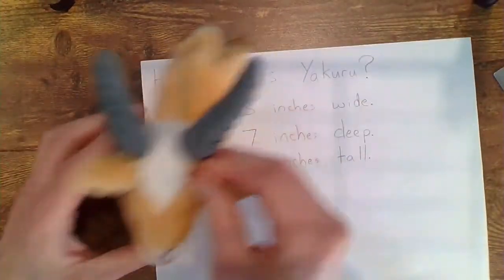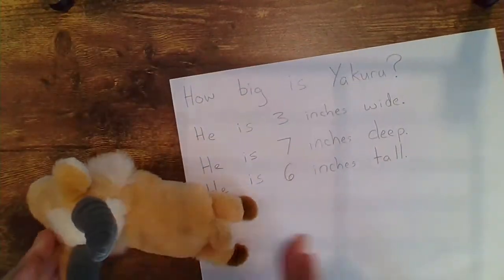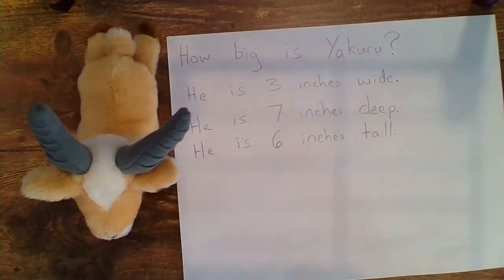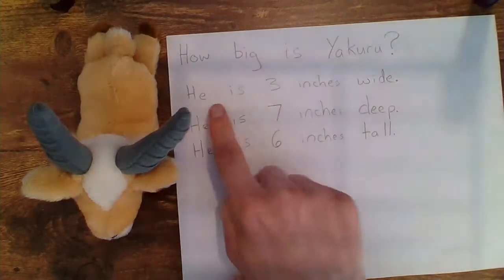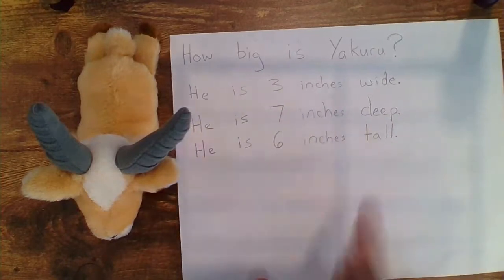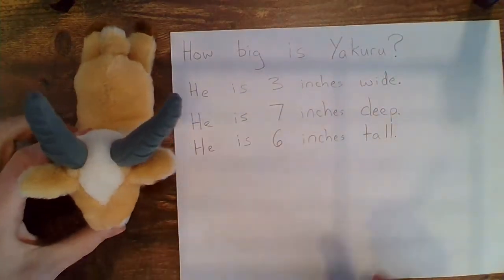I measured all three measurements. He is 3 inches wide, he is 7 inches deep, and he is 6 inches tall. So now I have a perfect understanding of how big he is, and if anybody asks me, how big is Yakuru? I can say, well, he is 3 inches wide, he is 7 inches deep, and he is 6 inches tall. And that gives everyone a perfect idea of how big he is.